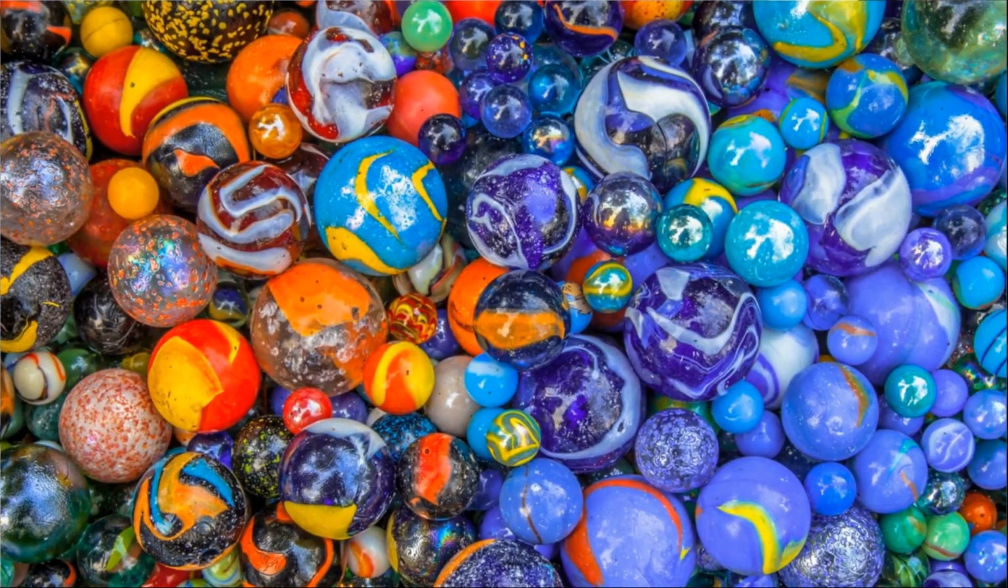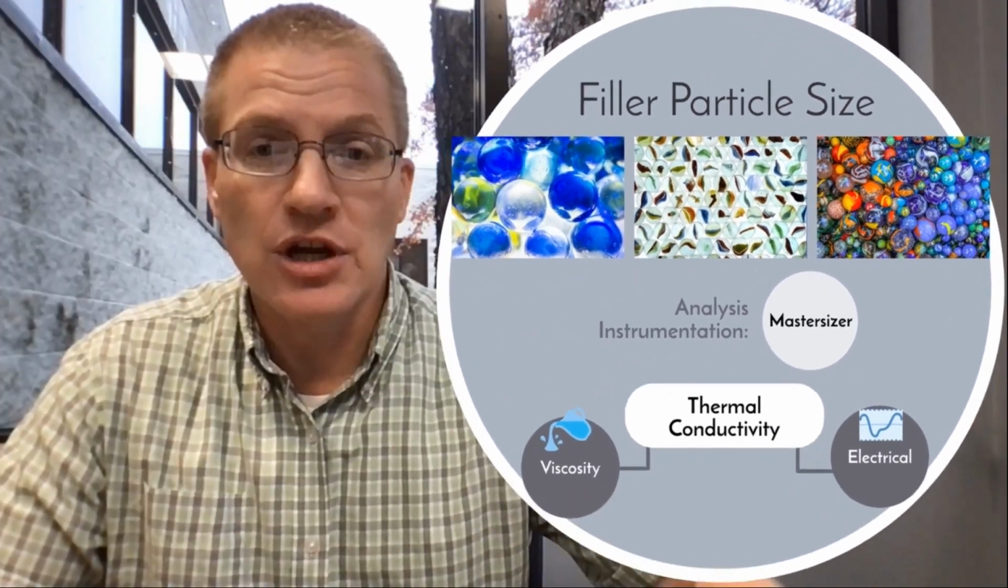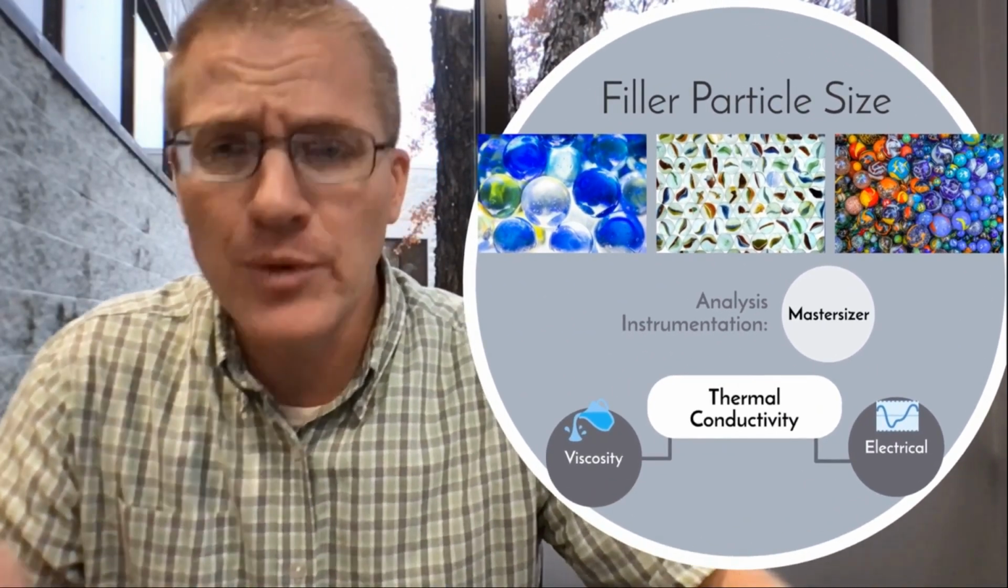So in this example, we have all these marbles that have all these different particle sizes, and you see how you get a much more tight packing, a lot more contact between each of those particular marbles. And ultimately, that's what we try to accomplish when we're formulating material. Now, how do we do that?